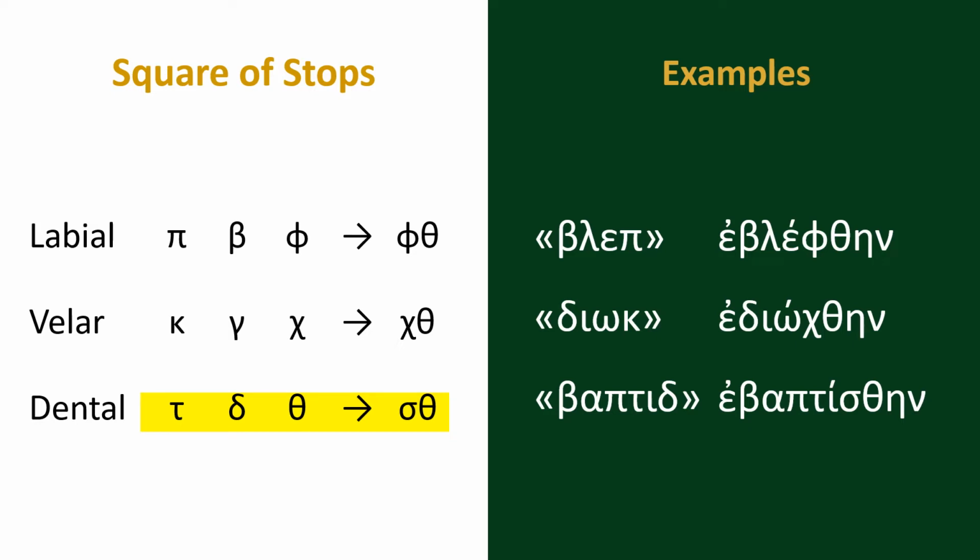Secondly, the stem theok ends in a velar, the kappa. Adding the tense formative thē changes the kappa to a chi. This is how we get the final form ediōchthēn, I was persecuted. Thirdly, the stem baptid ends in the dental delta. When the tense formative thē is added, the dental delta changes to sigma to yield ebaptisthēn, I was baptized.